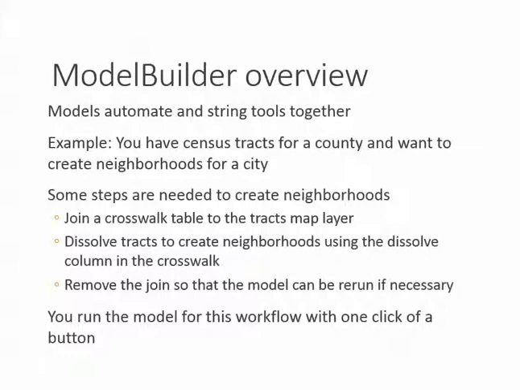The steps that you went through in your exercise were to join a crosswalk table, which is just a fancy way of saying a table that has neighborhoods and the tracts that each neighborhood falls within. You dissolved those tracts to create neighborhoods using the dissolve column in the crosswalk, and you removed the join so that the model can be rerun if necessary. And you run the model for this workflow with just one click of a button.